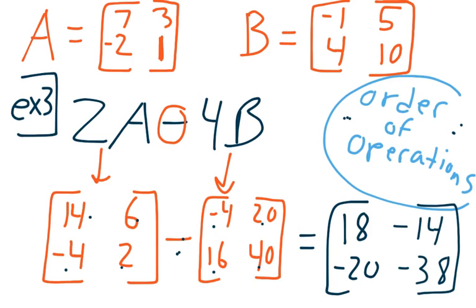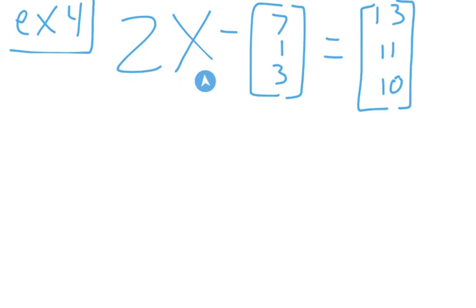This matrix right there. There's one more type of problem you might see with this, and it's going to be an equation, and this time the answer is an entire matrix, not just one part of a matrix. It will look something like this. So final example, this equation here. So 2 times X. Now X being a capital letter here, this stands for a matrix. Don't forget that. Okay? So 2 times some unknown matrix minus this matrix, 7, 1, 3, this 3 by 1, equals this 13, 11, 10 matrix.